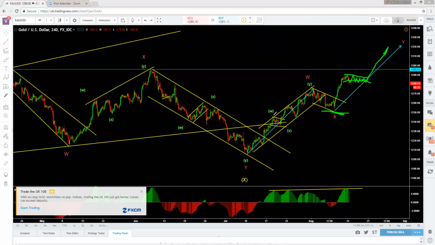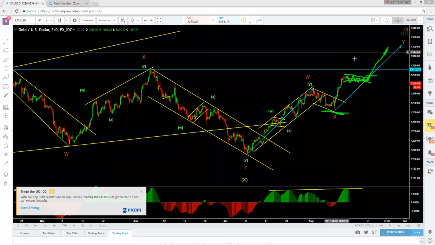If you bought with us two weeks ago, move your stop there at an X, take half profits, and watch what happens here. And if it gives us this correction, after this correction here, it will be an opportunity to put in some more again. So that is gold.